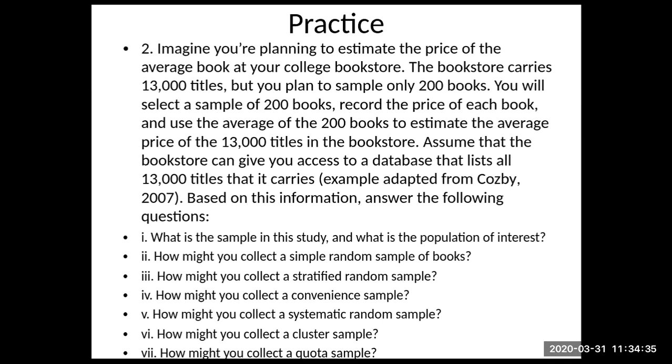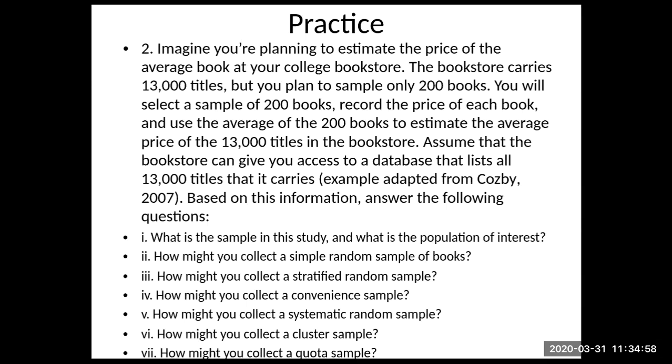So based on this information, can we answer the following questions? What is the sample in this study and what is the population of interest? Well, in this case, the sample is 200 books from a bookstore. The population of interest is all the books in this bookstore. Are you still with me? I hope so. How might we collect a simple random sample of the books?